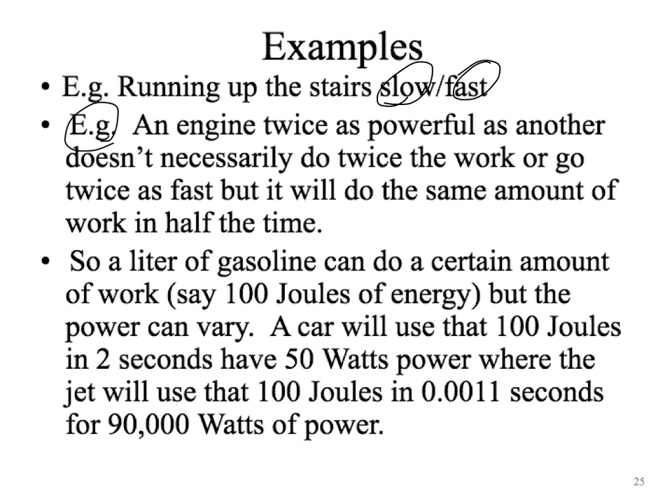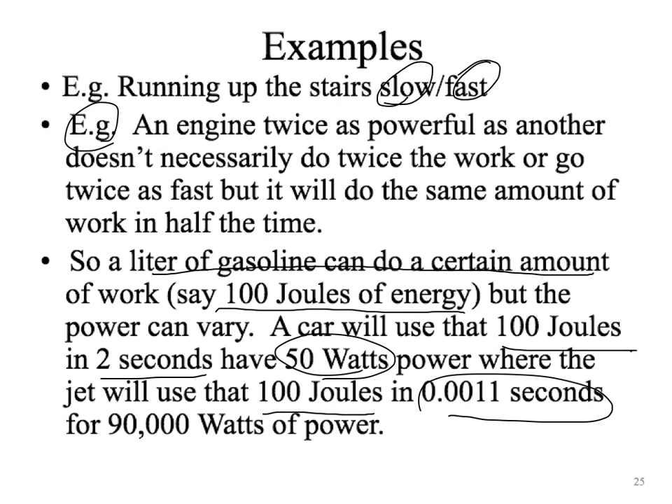So let's say, as an example, that a liter of gasoline can do a certain amount of work. Say it can do 100 joules of energy, but the power could vary. A car could use that 100 joules in 2 seconds, producing 50 watts of power, whereas a jet airplane would use that 100 joules in a much, much shorter time for a lot more power.